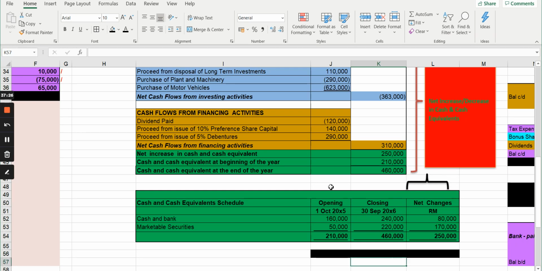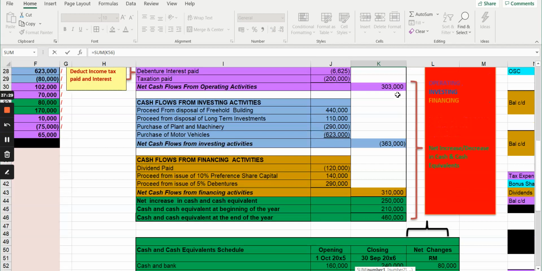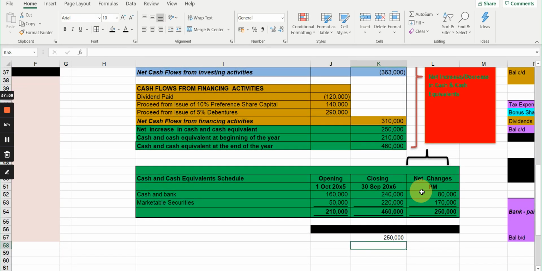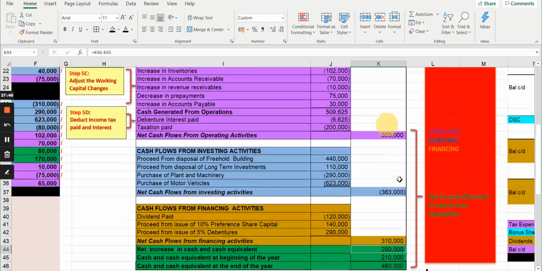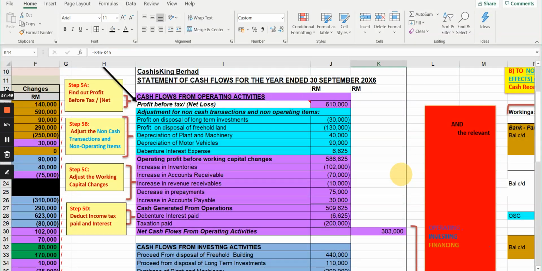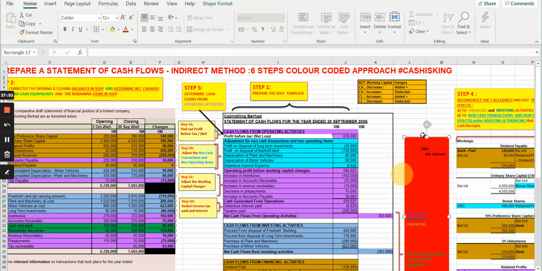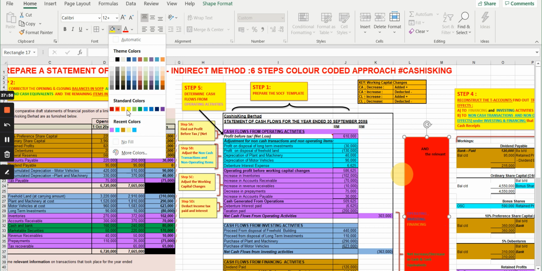Let's say you do the working here, auto sum, this, plus up till here, up till from financing activities. And you get 250,000. It should be the same as the way you get through our cash and cash equivalent schedule. With that, you finish your preparation of statement of cash flow just by using the indirect method. And the last step is actually to do some checking. Actually, not really that difficult.